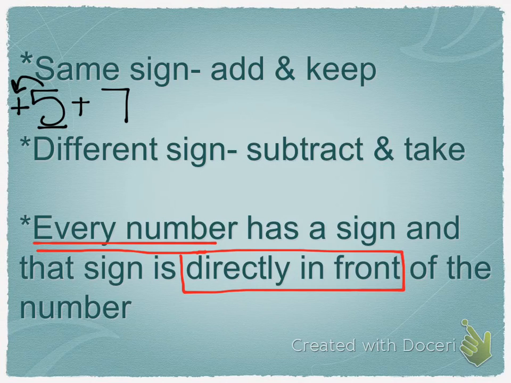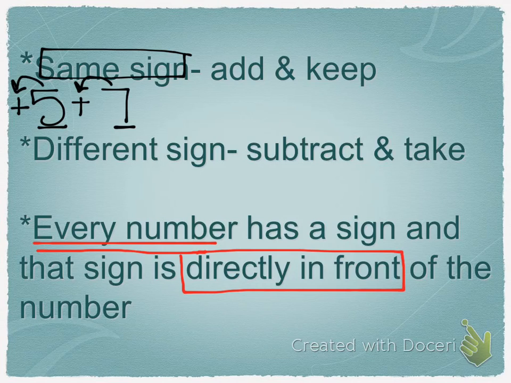Okay? Trevor, what is 7's sign? Positive. It's right here. You may say, no, Miss Reber, sorry, you're wrong. That's an addition sign. No, guess what? They are the same thing. Every number has a sign. That sign is directly in front of the number. So I have a positive 5 and a positive 7, which means these numbers have the same sign.